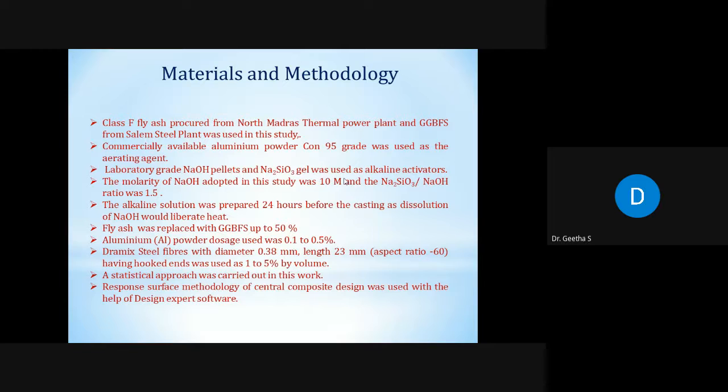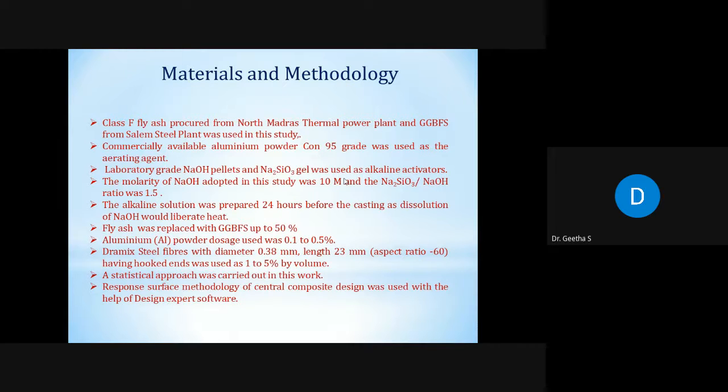And second thing is, generally there is a concept that geopolymer concrete can attain strength only if it is oven cured. But now we have come across a lot of ambient cured, aerated geopolymer also. So in this study, I've taken an ambient cured geopolymer aerated concrete. For this, GGBS actually helps a lot. So I've attempted a 50% replacement of fly ash with GGBS. I've done it in a sequence. And I've used a variation in the dosage of aluminium powder, because people who need to get a particular strength can choose the aluminium powder dosage based on the experimental results. And the steel fiber I've used is a commercially available Dramix steel fiber, and the aspect ratio of the fiber is 60.